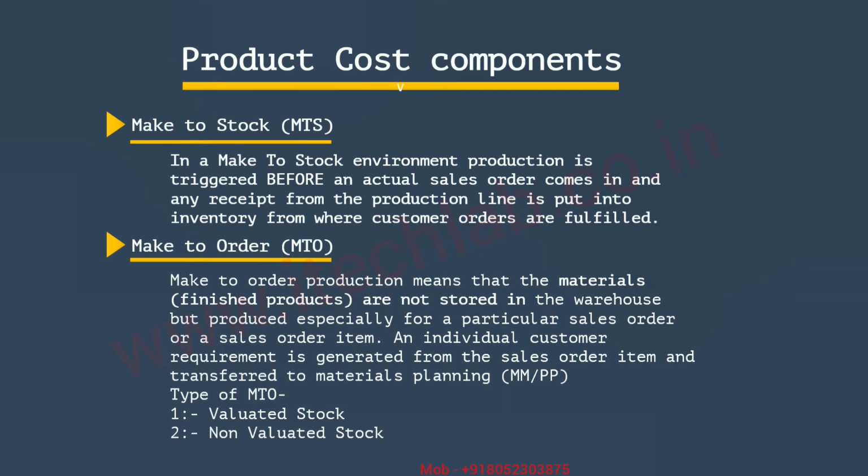And make to order means a specific order is coming from a customer and it has to be manufactured according to the customer's needs and specifications. We will cover both of these in the coming slides with examples. I'll give you very easy examples from your day-to-day life. In make to order there are normally two types of MTO, that is valuated stock and non-valuated stock. We will cover this in the next slide.